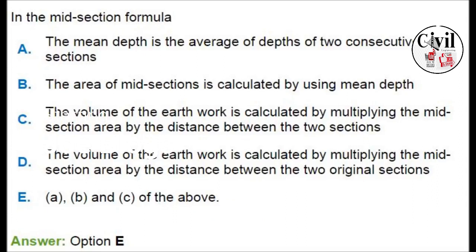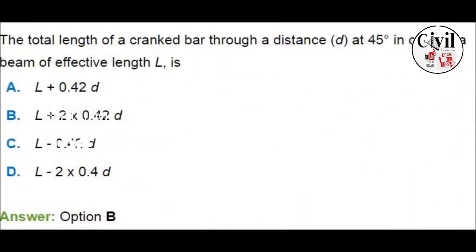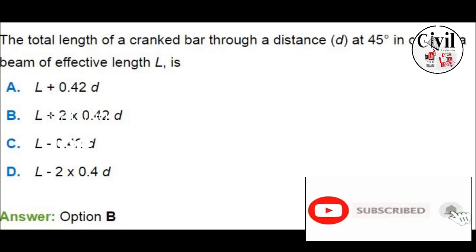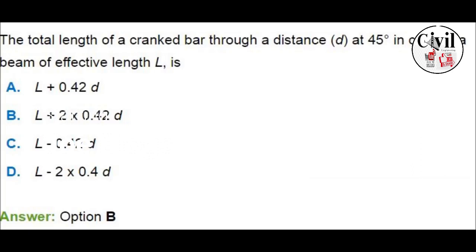Okay, the total length of the cranked bar through the distance D at 45 degree in case of a beam of effective length L is, in this case, L plus 2 multiplied by 0.42 D. B is the correct answer, which is the total length of the cranked bar. Okay, so let's move to the next one.